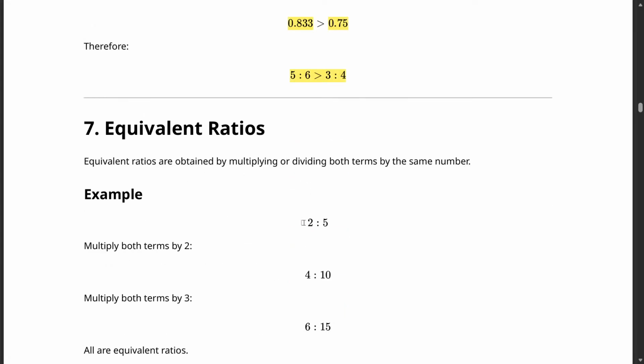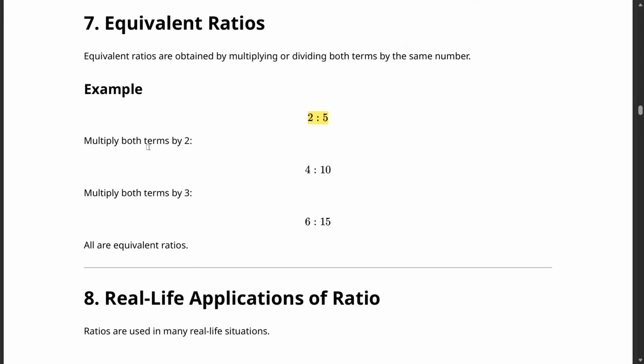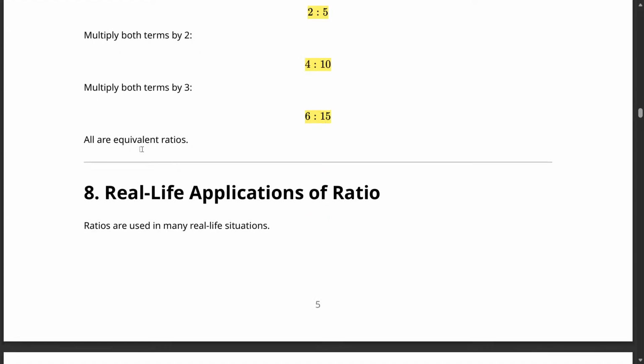Equivalent ratio, example 2 is to 5. Equivalent ratios are obtained by multiplying or dividing both terms by the same number. If we multiply both terms by 2, we get 4 is to 10. If we multiply both terms by 3, we get 6 is to 15. All are equivalent ratios.